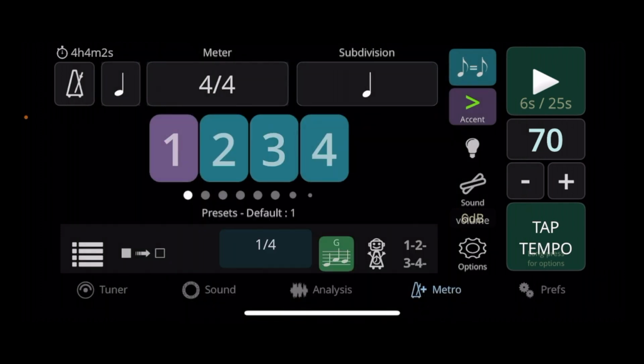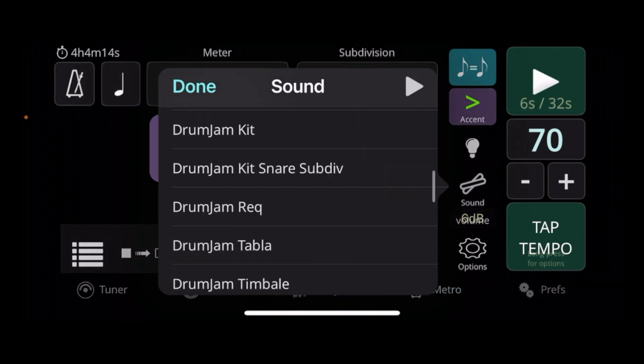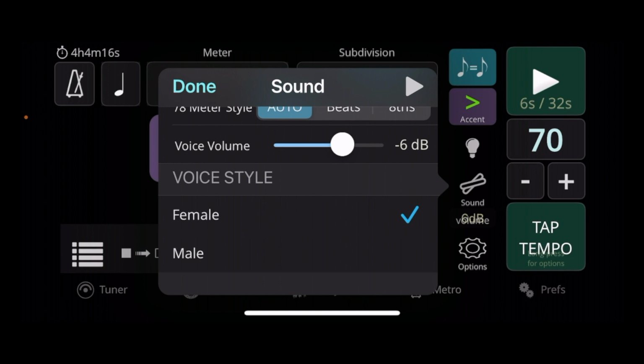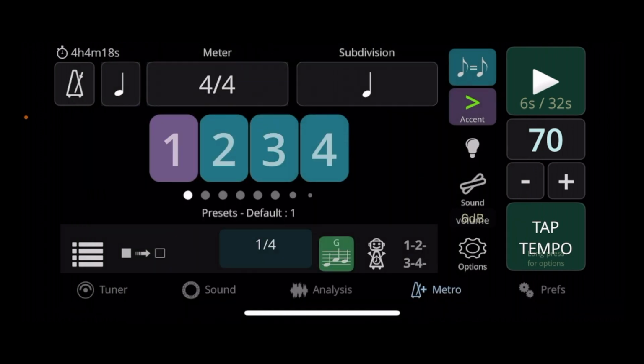So here's the metronome plus the voice counting. 1, 2, 3, 4. So that's pretty cool. And if I wanted to change the female voice to a male voice, I could just click down here, click done, and here's what it sounds like. 1, 2, 3, 4. And you can hear, no matter which voice you use, there's still a little bit of an accent on beat 1, which is really helpful.